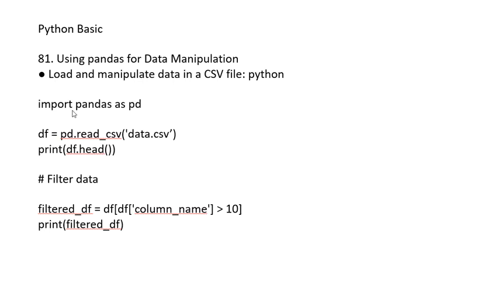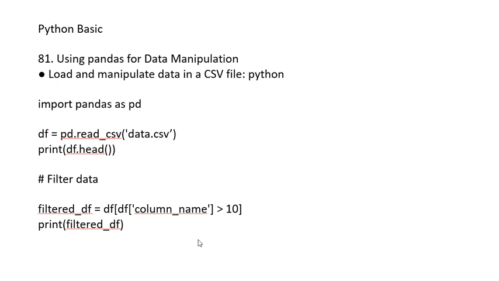So use import pandas as pd, and df equals pd.read_csv('data.csv'), and print(df.head()). Then filter the data: use filtered_df equals df[df['column_name'] > 10], and print(filtered_df).